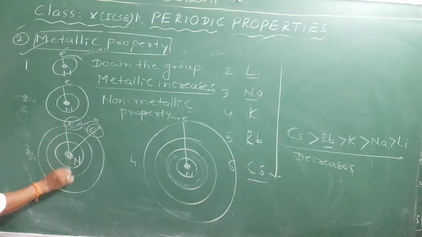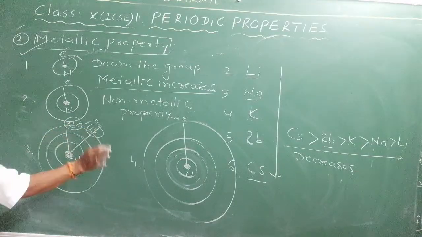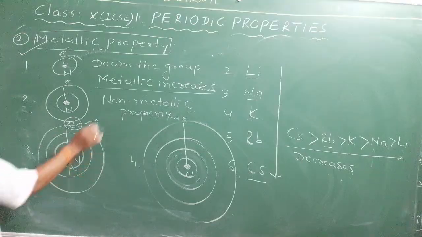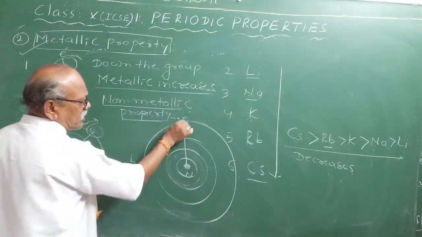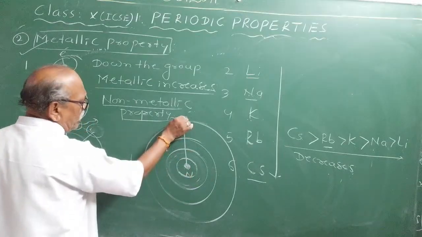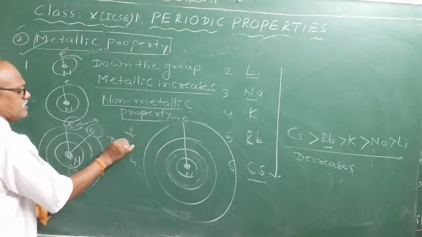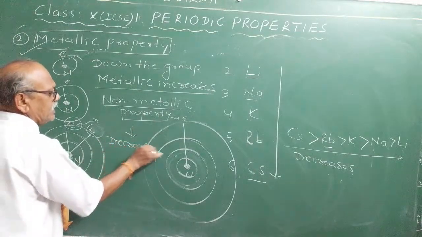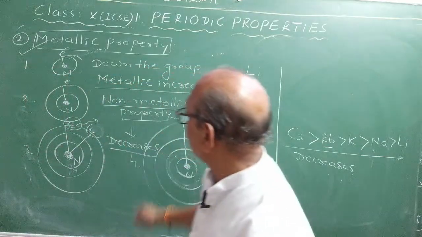If a parent cannot look after his or her own child, how can they adopt any other child? No, that capacity will not be there. Therefore, non-metallic property, it has no ability because of the distance. Nuclear charge will have no influence on it. Therefore, non-metallic property decreases. Understand clearly. Non-metallic property decreases, metallic property goes on increasing.